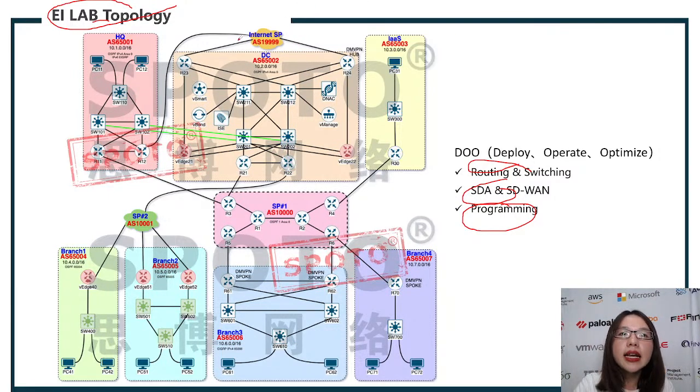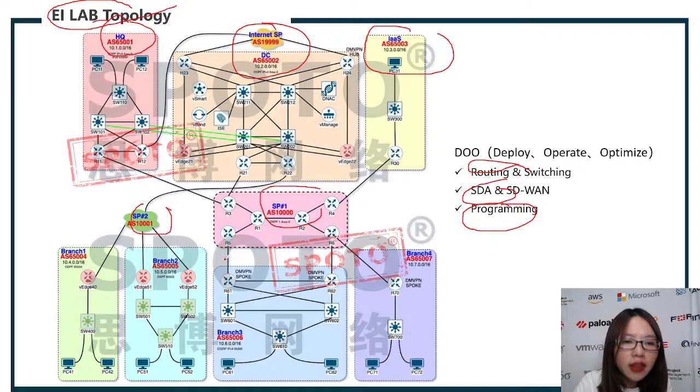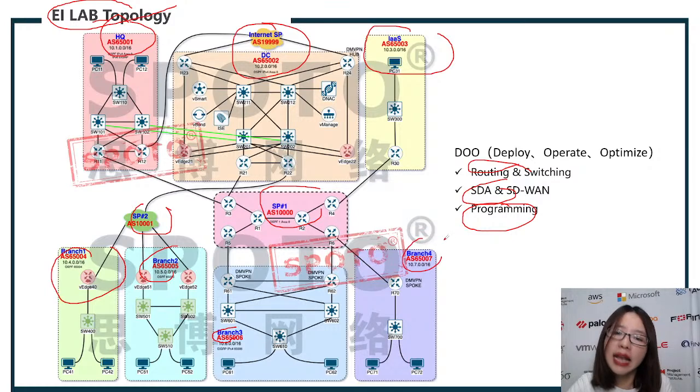So this is the complete EI Lab topology diagram, which is mainly configured from routing and switching, SDA, SD1, and programming. This belongs to the HQ category, and this module belongs to a DC category. The module on the right belongs to the IaaS, and the SP1 and the SP2 are connected, and the corresponding branch 1, branch 2, branch 3, and branch 4 are below the SP.